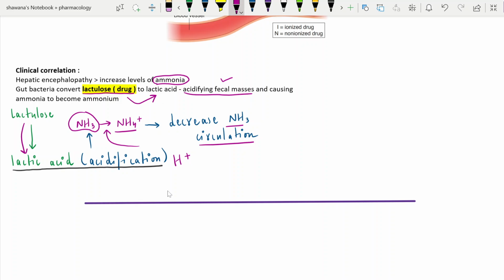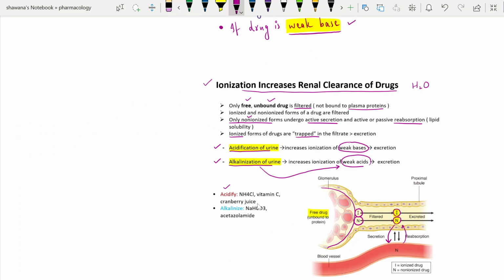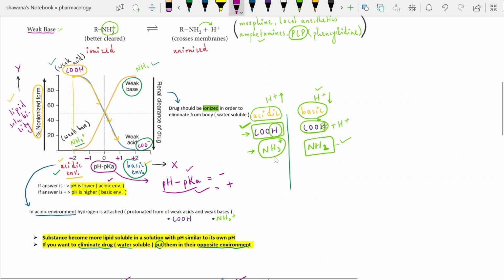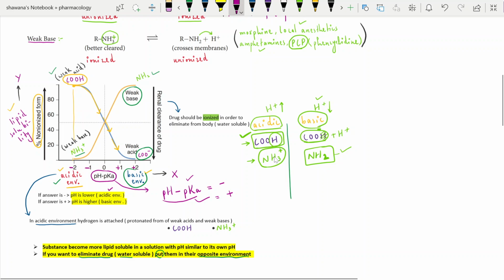This was for today. I hope you understand the terms and clinical situations and the graph and the ionization concept. Just go through it once and you will be very clear on the revised things.